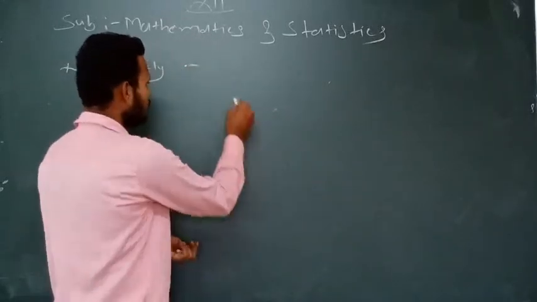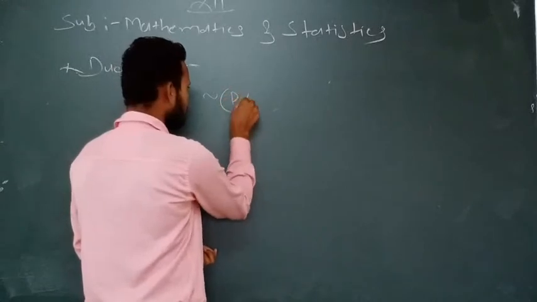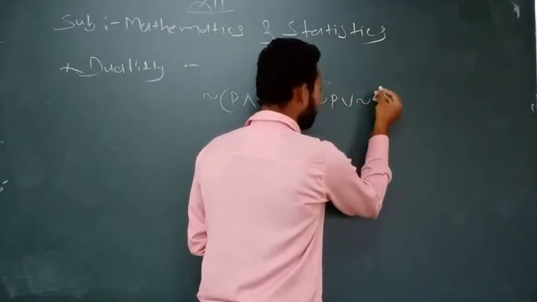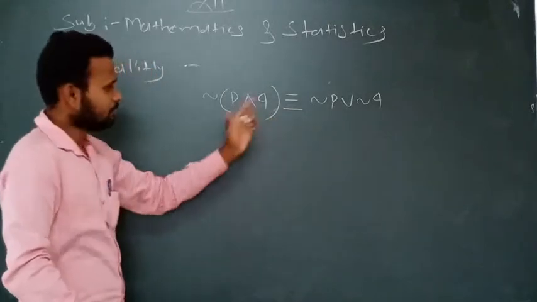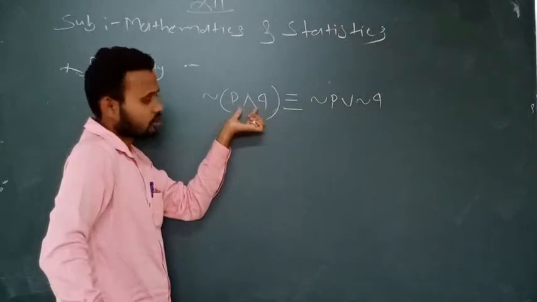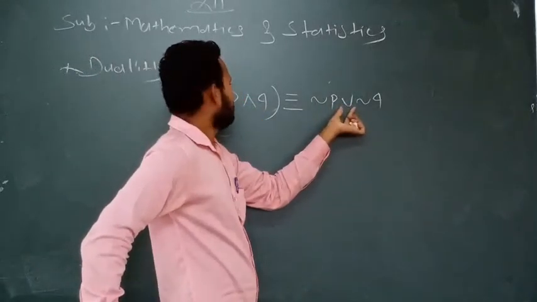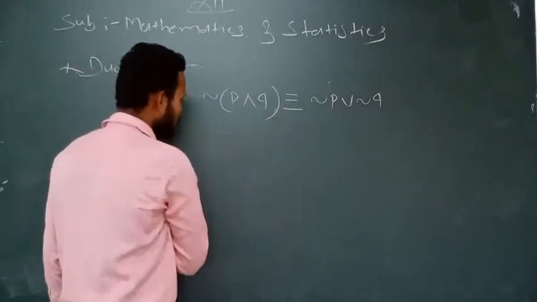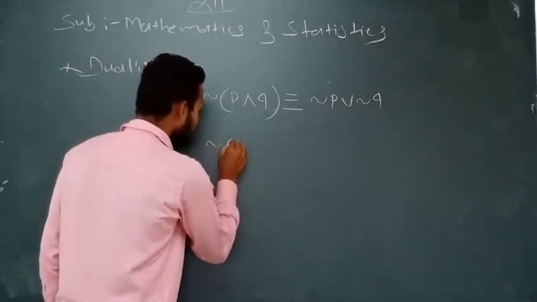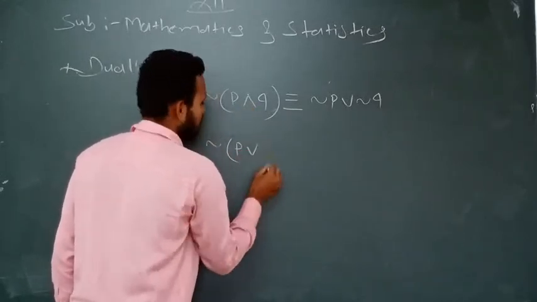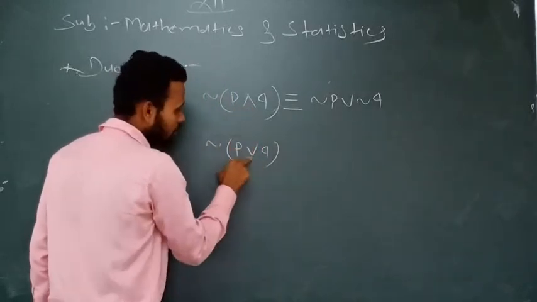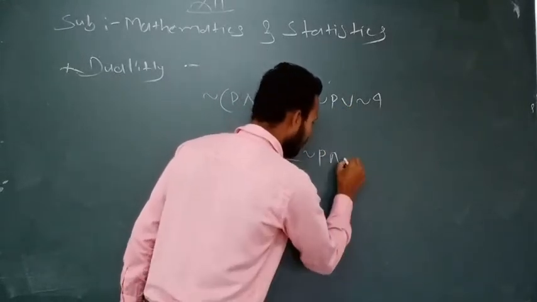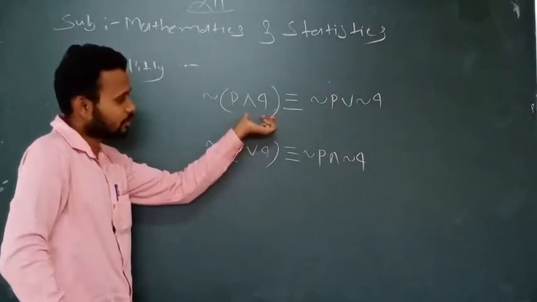Another example. Find the dual of the statement: negation of P conjunction Q, which is equivalent to negation of P disjunction negation of Q. Find the dual of that statement. Simply, in that given statement there is a conjunction, therefore in place of conjunction we will replace disjunction. Here again there is a disjunction, therefore in place of disjunction we will replace conjunction. Then we get the required dual of that given statement. Therefore the dual is negation of P, in place of conjunction we replace disjunction, which is equivalent to negation of P, and here disjunction, therefore we take conjunction and negation of Q, which is the required dual of the given statement.